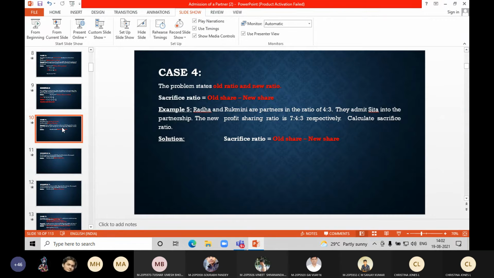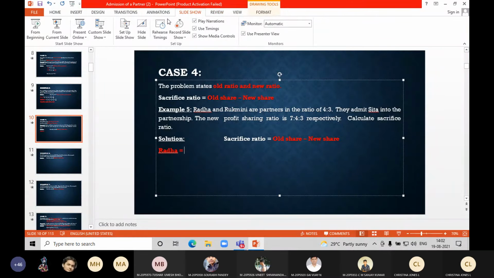Okay, so that's case 4. They'll give you the old share and the new share. Old share is how much they had before the new partner came in. New share is how much they have after giving to the new partner. Past and present, you have to find out the sacrifice. Old minus new will give you the share sacrificed. Are we clear? Can we do a problem? I hope you're following, because this is a very easy 6 marker if you understand.